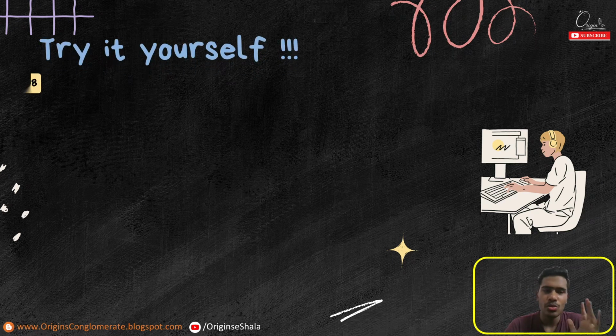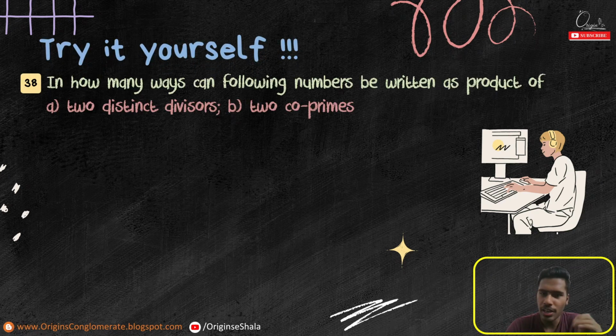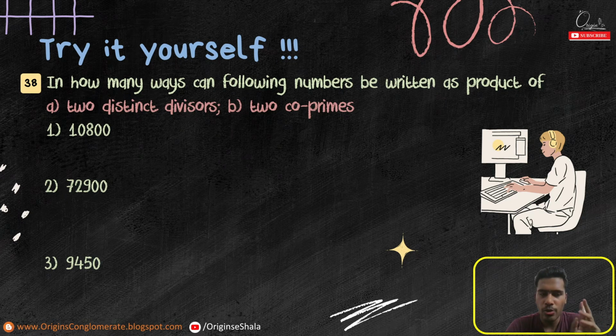Okay. So these are questions for you to try yourself. Yeah, for these 3 values you have to find the 2 distinct divisors and 2 coprimes. Better be careful with the wording. I am sure you guys can Google them and understand what these mean.